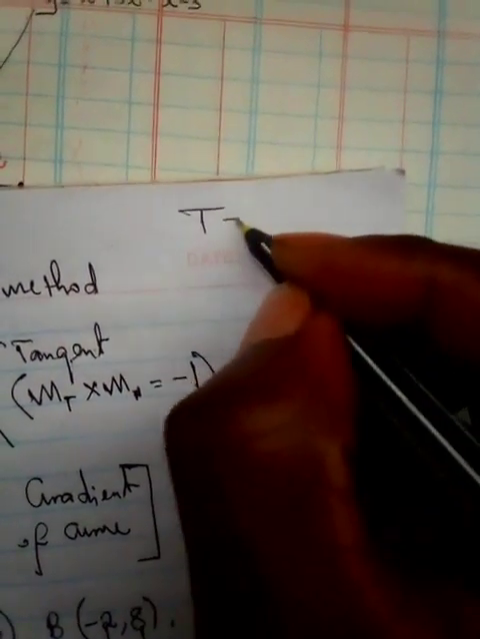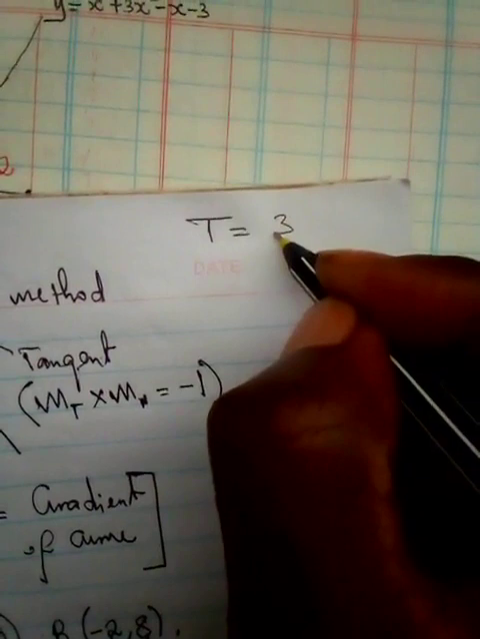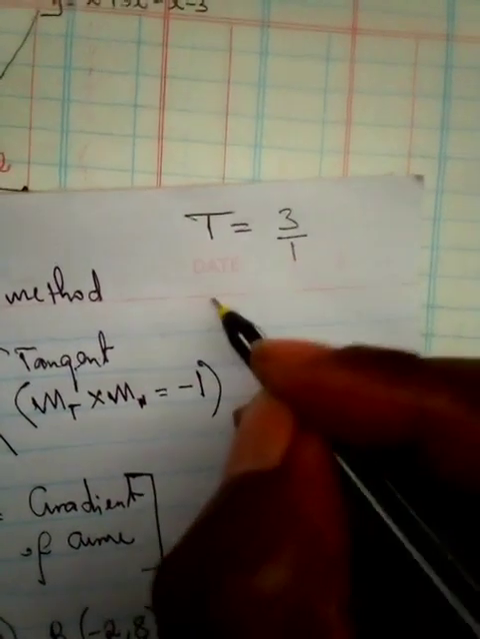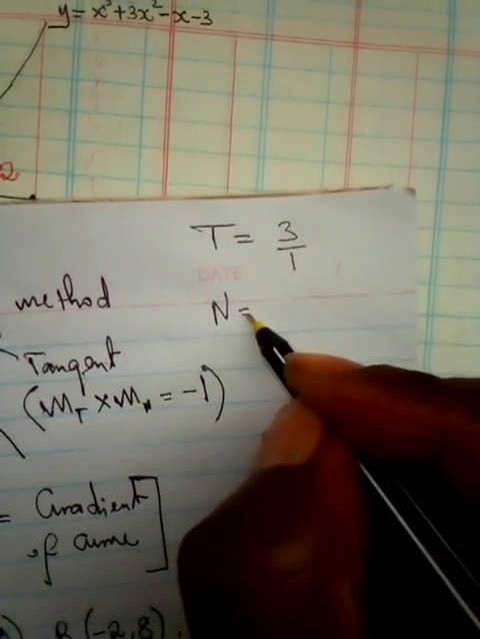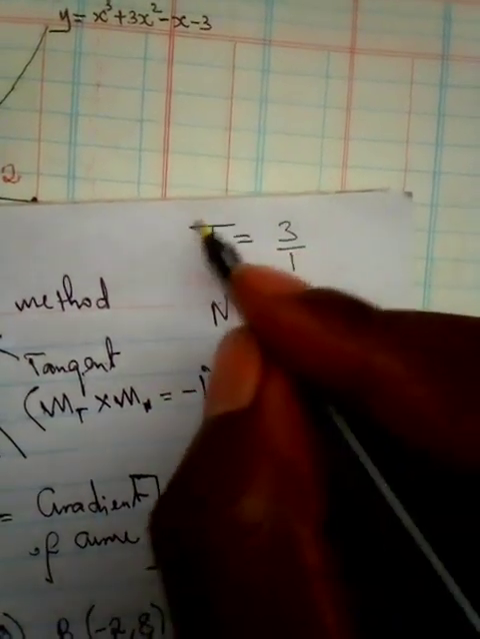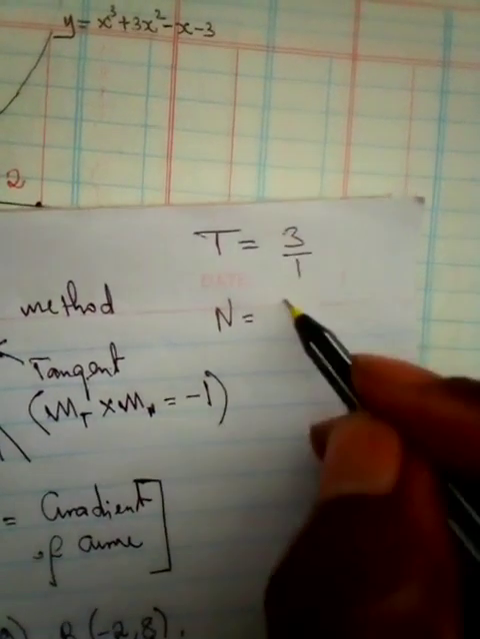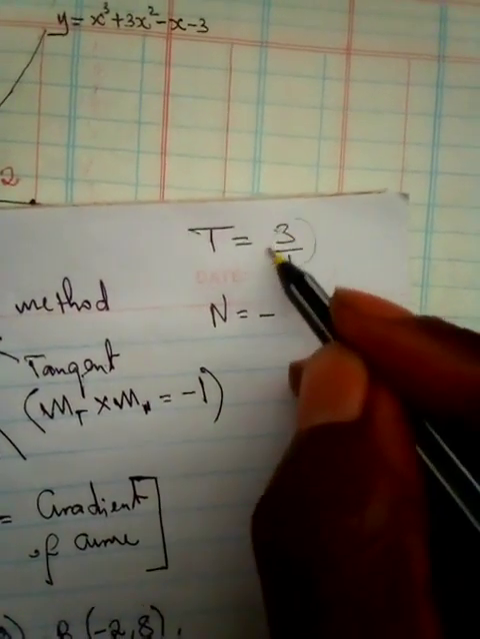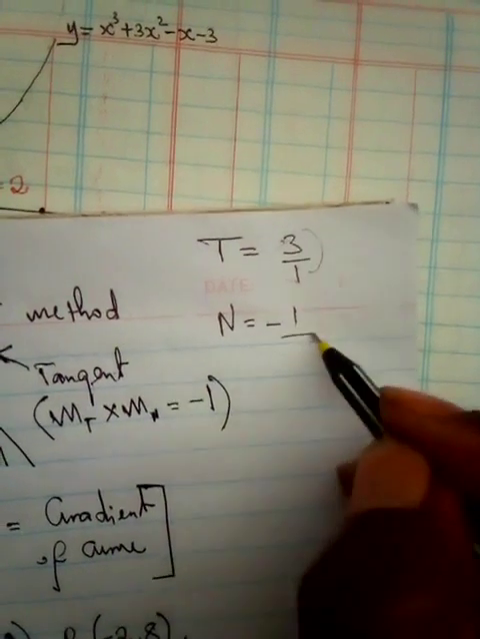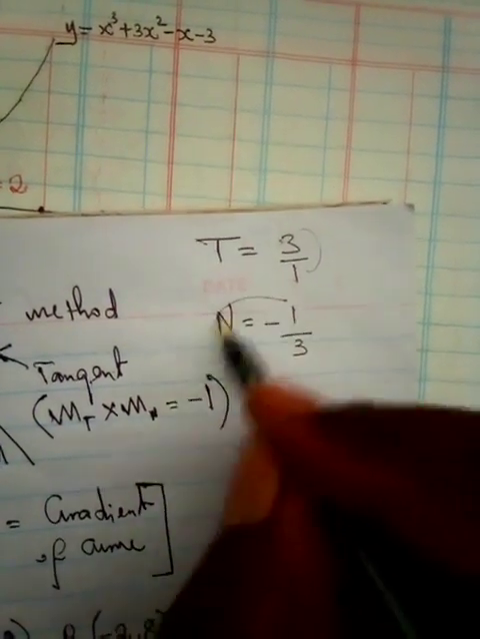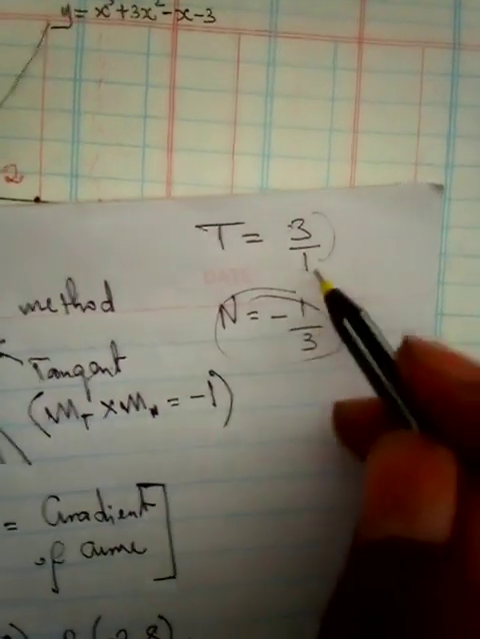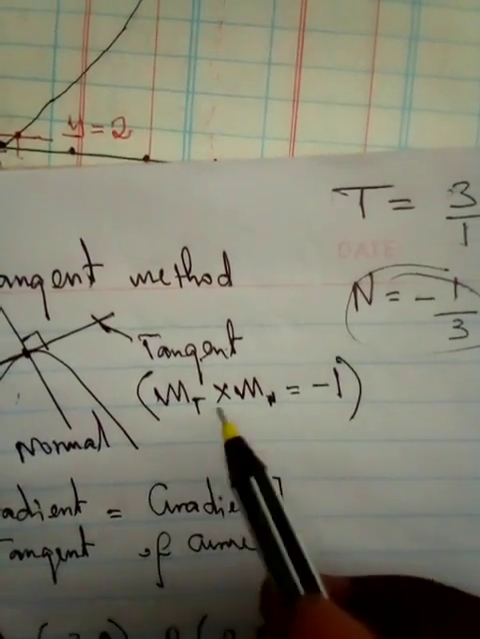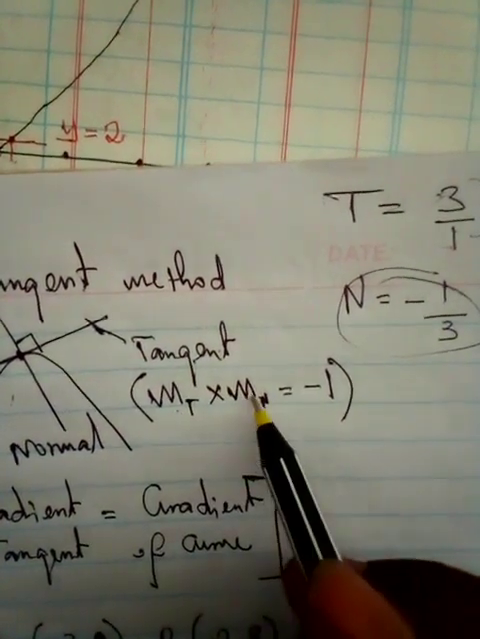So I normally like showing people this trick. If the gradient of the tangent is 3, 3 is just the same as 3 over 1. So how you can play around is like this. If the gradient of the tangent is positive, the gradient of the normal becomes negative. Take the 1 up, bring the 3 down. And that's it. That's the gradient of the normal. That's a faster way rather than using this formula of yours, that is, the gradient of the tangent times the gradient of the normal is equal to negative 1.